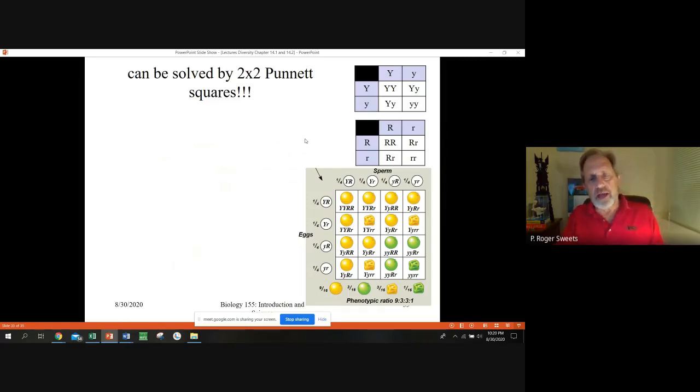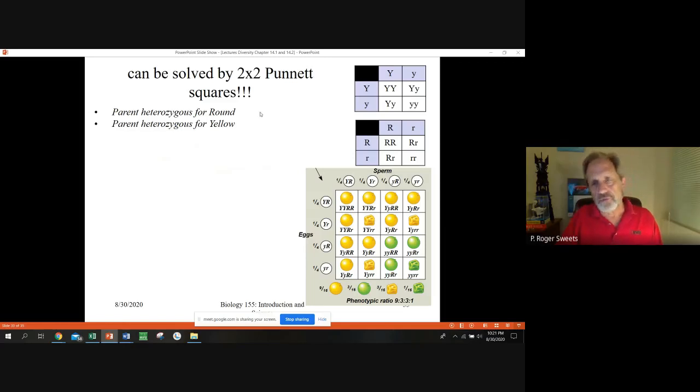I just want to say right now, in closing, that of this section on 14.1 and 14.2, there are simpler ways to do one of these big, 16 type Punnett squares. You can actually solve each of them by 2 by 2 Punnett squares. So if you think about it in that nice mathematical way, you can make your job a little easier.